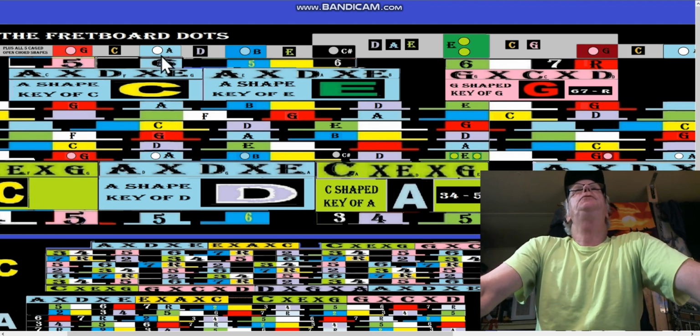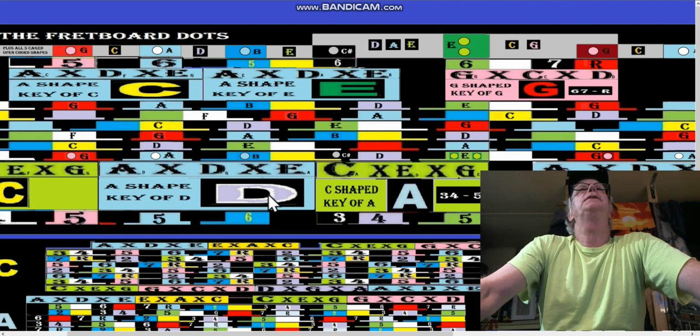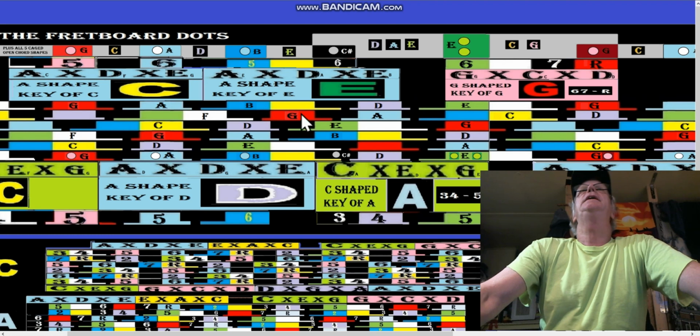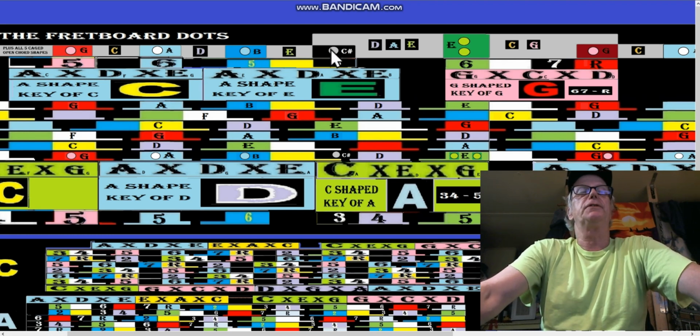Alright, so between the A and the B dot, it's awesome to be able to look at that as the 5th and the 6th of the key of D. Now, we're not looking at the key of C, because the key of C is between the G and the A dot in the A shape. So it goes C, D, E, all in the A shape. So that's the 5, 6 of C, and then A to B is the 5, 6 of the key of D, and B to C sharp is the 5th and the 6th in the key of E.